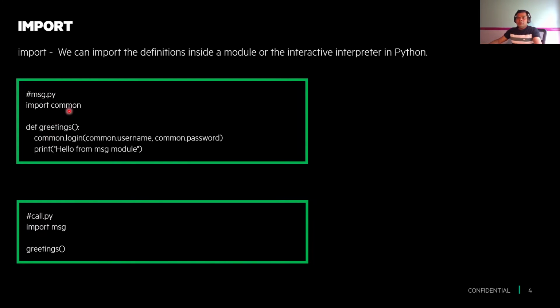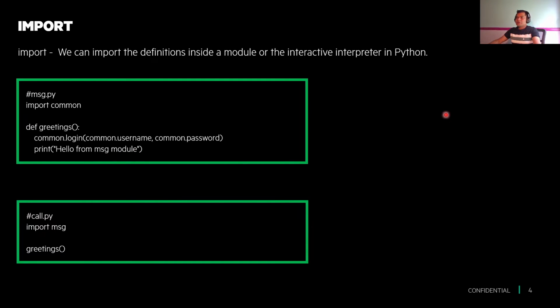And as we have already imported common, we can use the login function, whatever we had in common, the variable names from common, and we can add something over here. And this can go on. So message imported common. Now we are creating call, and call is importing message. Internally, common is getting imported, and then we can just call any function we want.